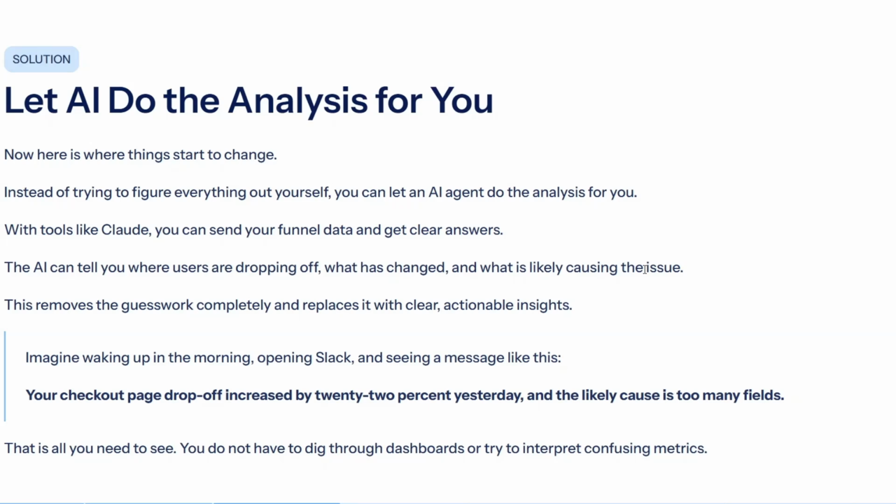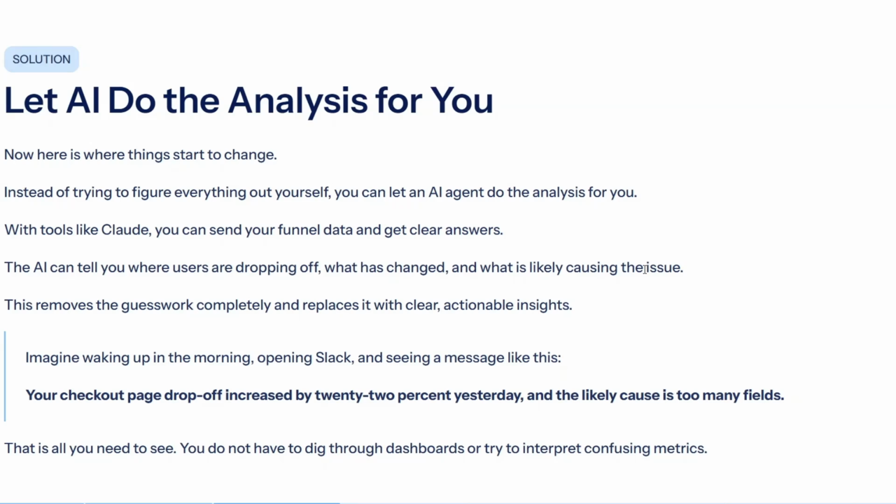analysis for you. So with tools like Claude or Anti-Gravity, you can send your funnel data and get clear answers. The AI can tell you where the users are dropping off, what has changed, and what is likely causing the issue. This removes guesswork completely and replaces it with clear, actionable insights.